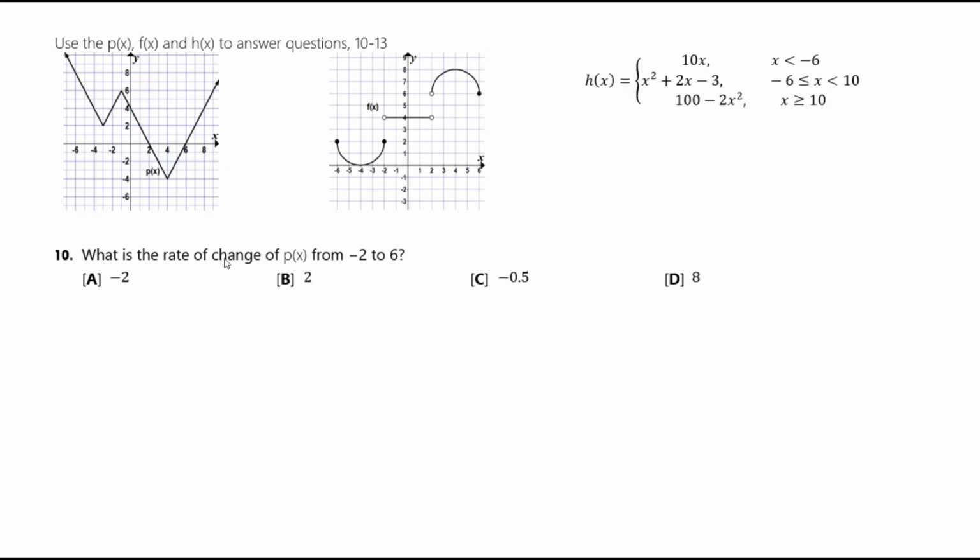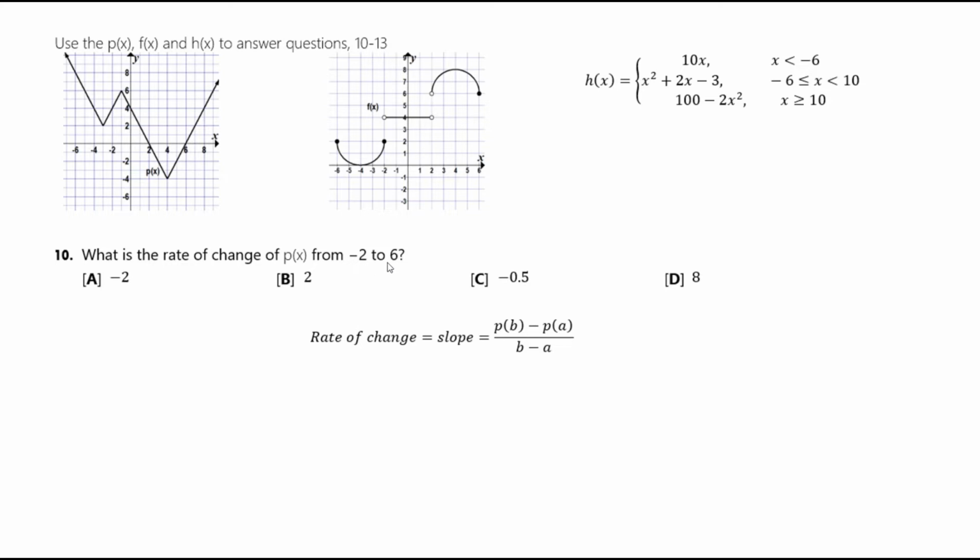Okay, so for number 10, you have to find the rate of change given the graph. So here we're looking at P of x. P of x is given by the first graph here on the left. In order to calculate the rate of change, that's the same as calculating the slope, which is change in y over change in x. So in this case, our y is P. So we're going to use the graph to determine what our y values are.